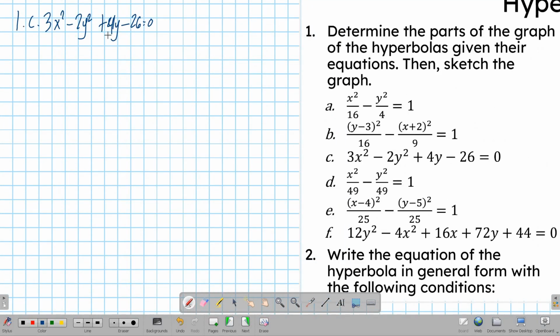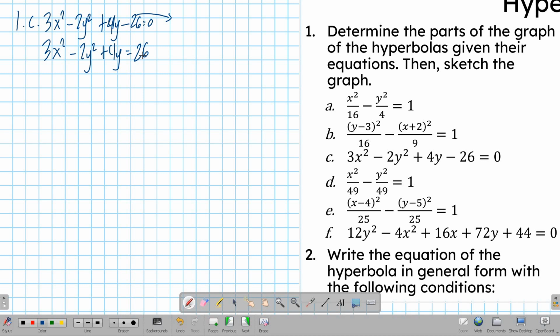Now, what if it's like letter C, wherein it's written in general form? We first need to write this in standard form. So to do that, I'll write all those with the same variables together and those that are constants, place them on the other side of the equation. So this goes here. Therefore, I'm going to have 3x squared minus 2y squared plus 4y equals 26. 3x squared is alone, so that's it.